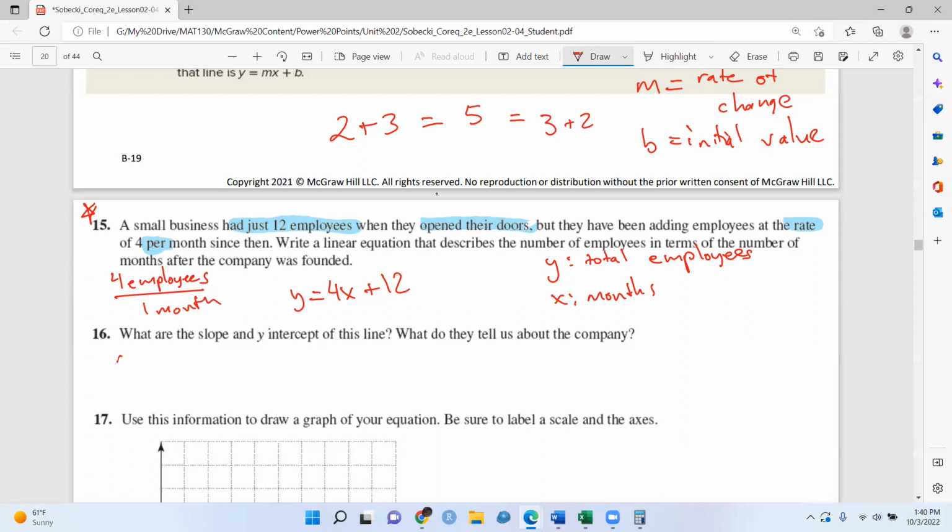So what's the slope? I guess we said that. It's 4. What's the y-intercept? 0, 12. What do they tell us about the company? Initial amount of employees. And then this is the linear growth rate.